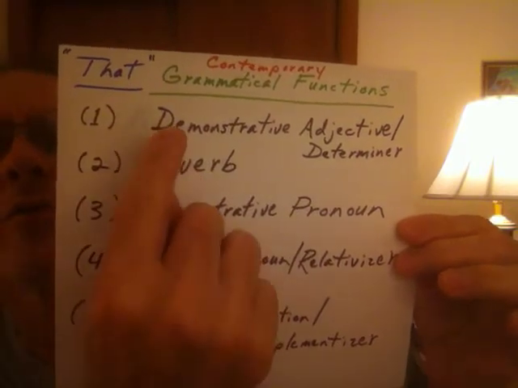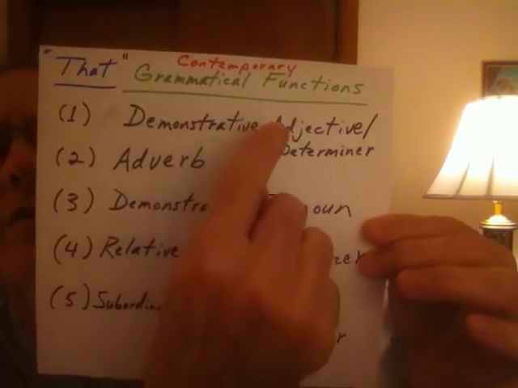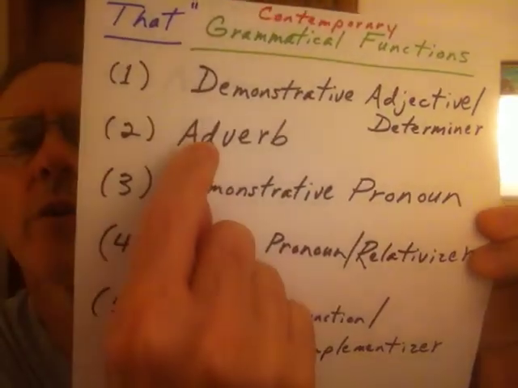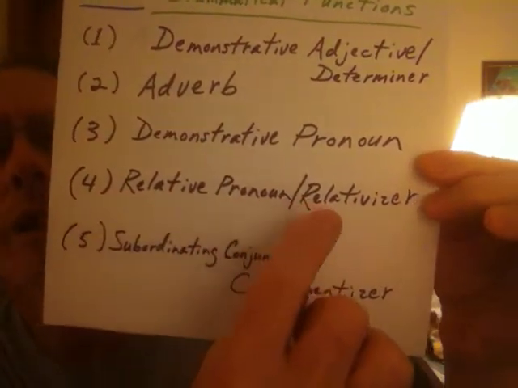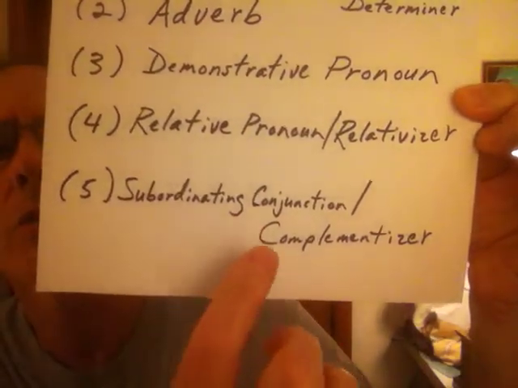You might refer to one function as a demonstrative adjective or determiner. Then there's adverb, demonstrative pronoun, relative pronoun or relativizer, and then subordinating conjunction or complementizer. That's a weird word, complementizer. Now you'll have noticed already that I want to look deeper into the word "that" and have it still use the same grammatical functions, but give a different term or name to the function, a more precise name to the function itself. The function is not going to change.